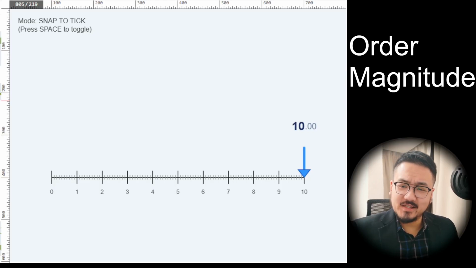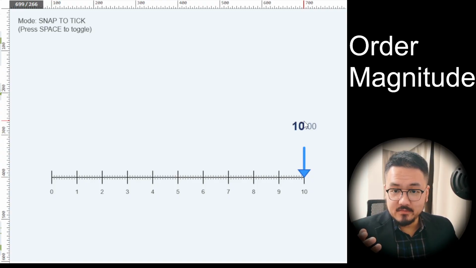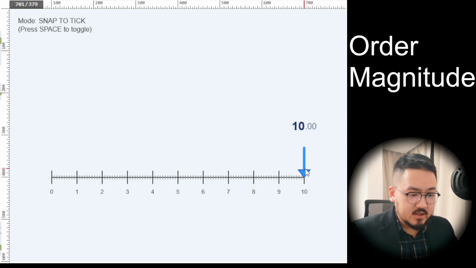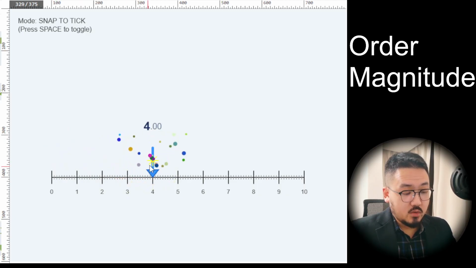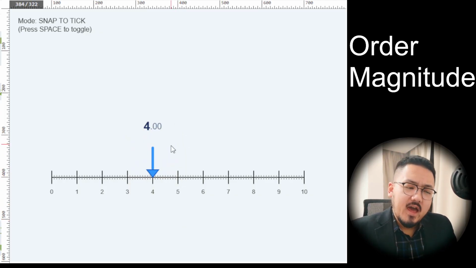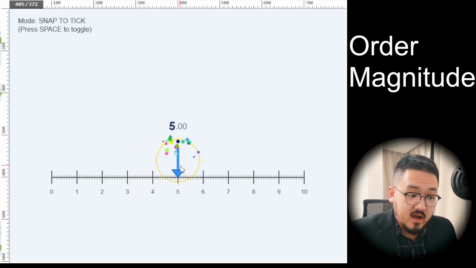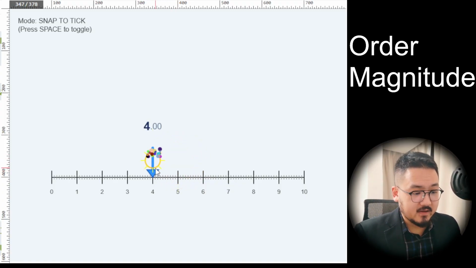Alright, let's look at another really brilliant concept. It's order and magnitude. So, as you play with this, you know that there's 0, 3, 4. Basically, a number means a specific point on this number line. And if you look at that, this is a 5. Like 5 is more to the right side than, say, 4.